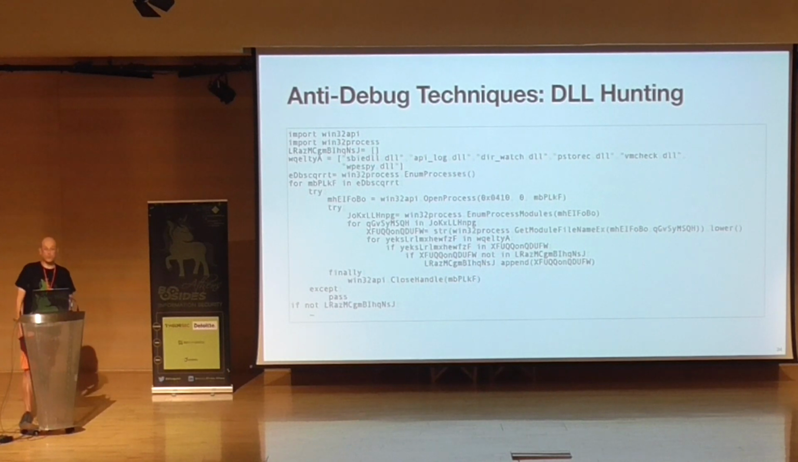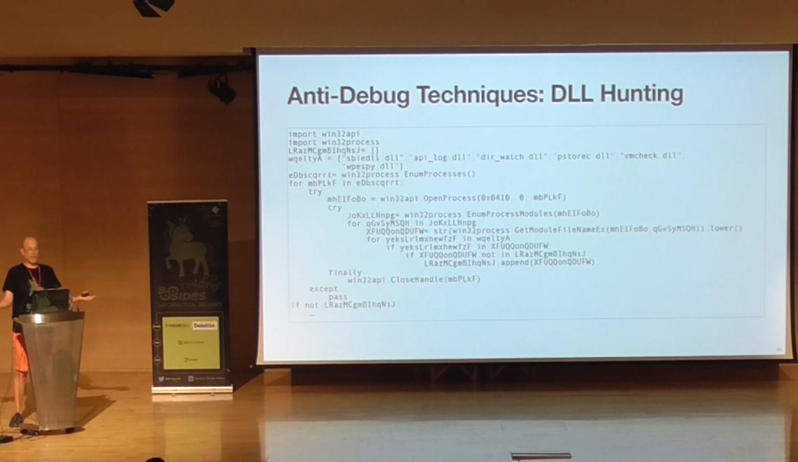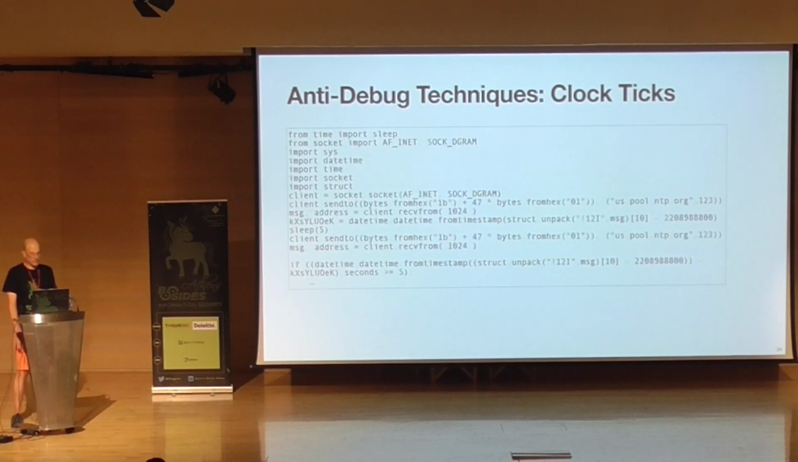DLL hunting. You have a lot of tools. What they do, they inject their DLL into every process. The best candidate is an AV. Every antivirus works like this. They inject a DLL in every process. So here we have the same. We open the process. We enumerate all the DLLs loaded inside the process. And if one of them is one of these DLLs, it means probably that we are running in a sandbox or in a sensitive system, so we will not inject it.